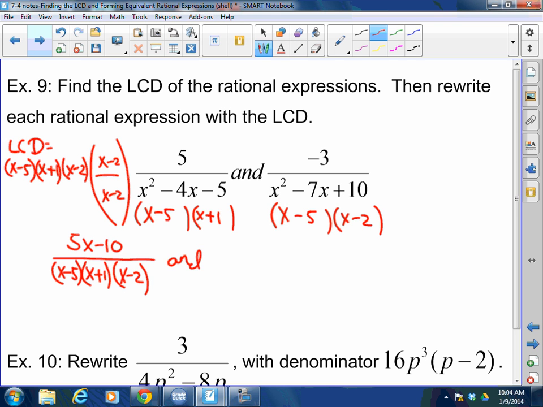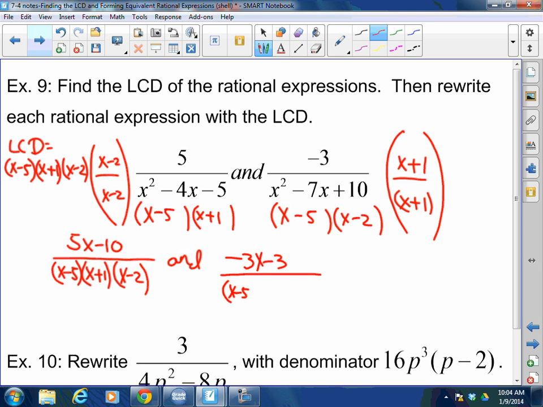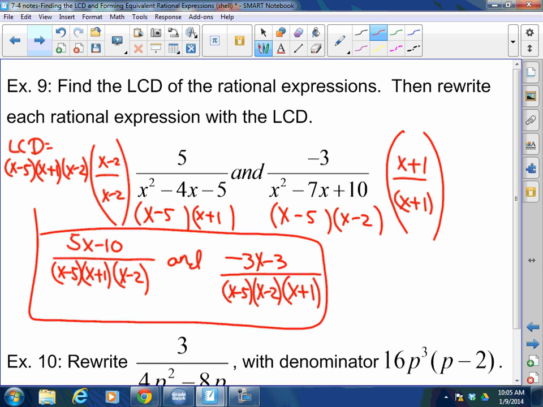And what do I need to multiply to this one? An x plus 1 to both top and bottom, giving me negative 3x minus 3 over x minus 5 times x minus 2 times x plus 1. Does that make sense? Yes.